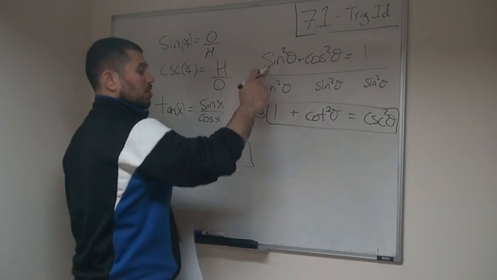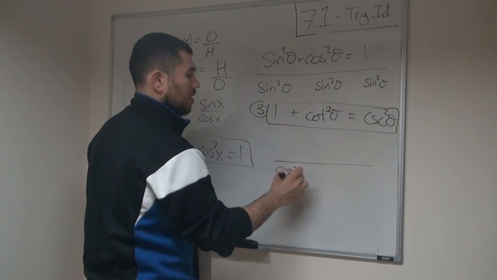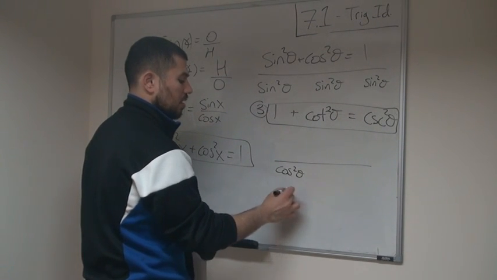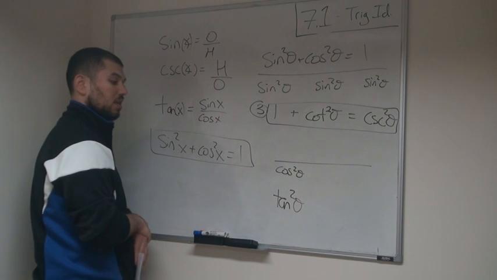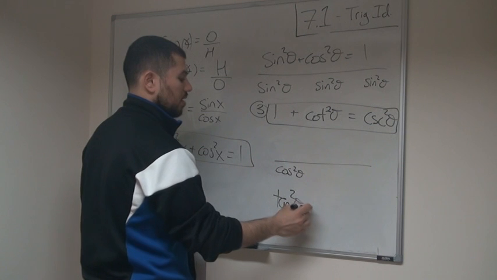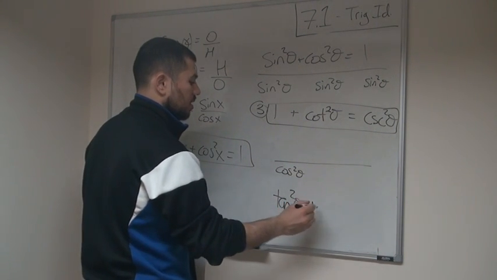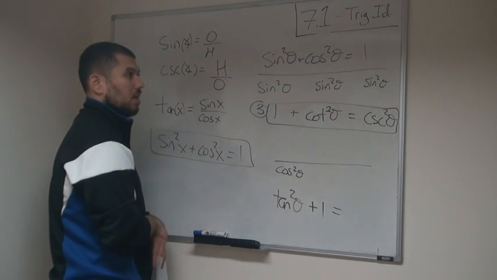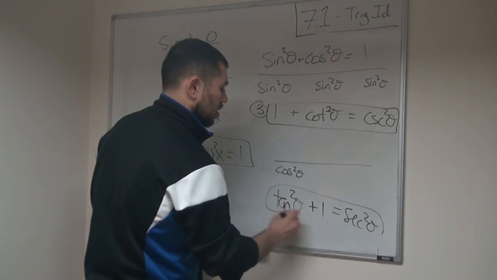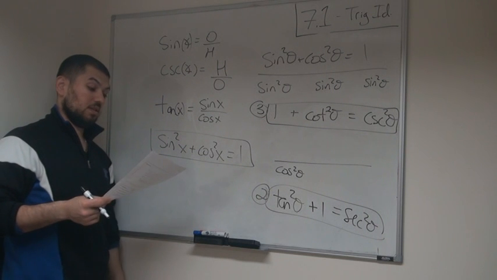And if I take my original and divide everything by cosine, let's assume I divided everything by cosine squared theta. Sine divided by cosine is tan. Sine squared divided by cosine squared is tan squared. Cosine divided by cosine is 1. Cosine squared divided by cosine squared is 1. And 1 divided by cosine squared is secant squared theta. And we'll see that this is the second Pythagorean identity on the list.